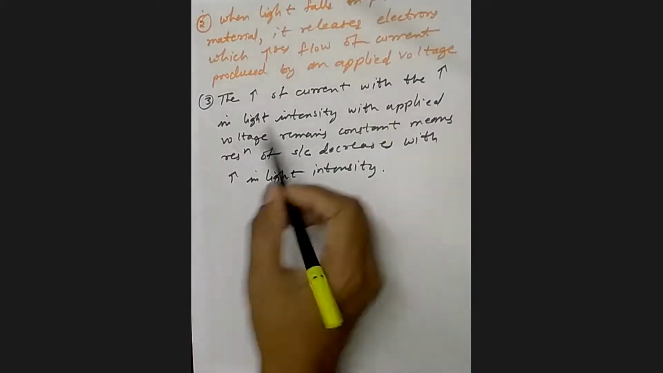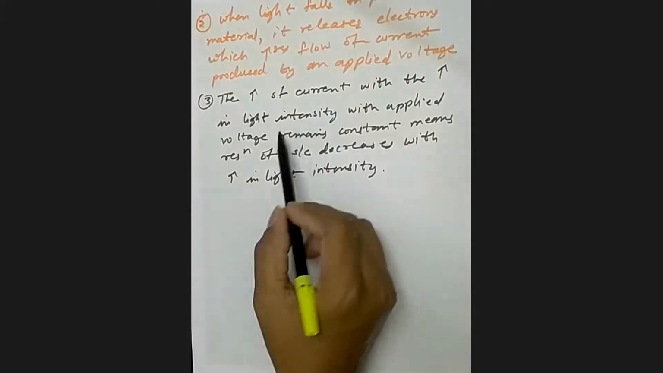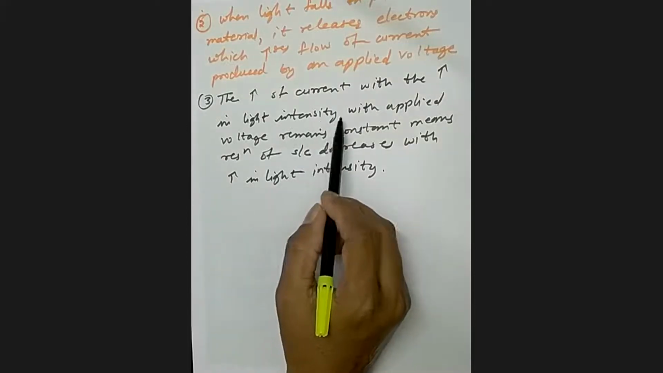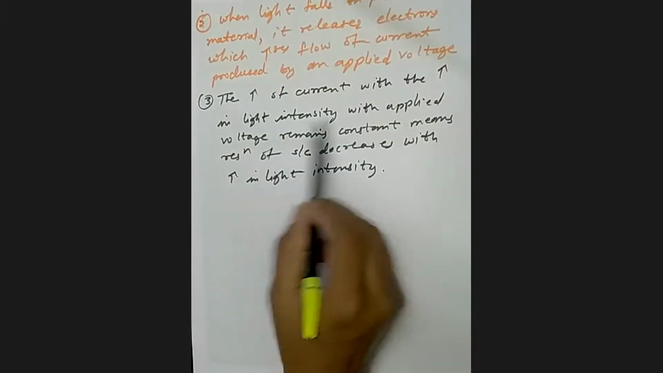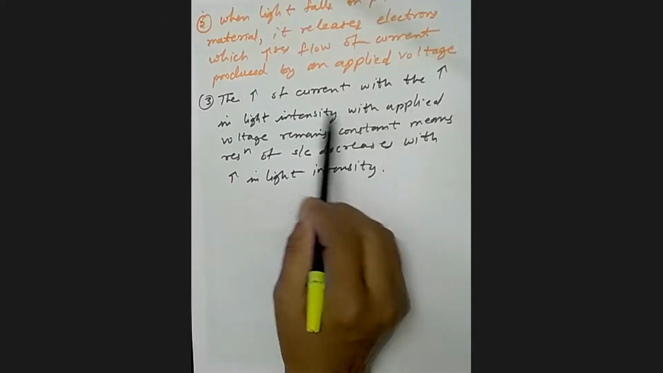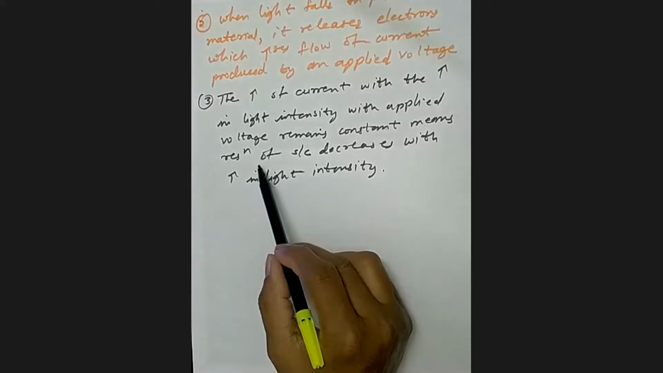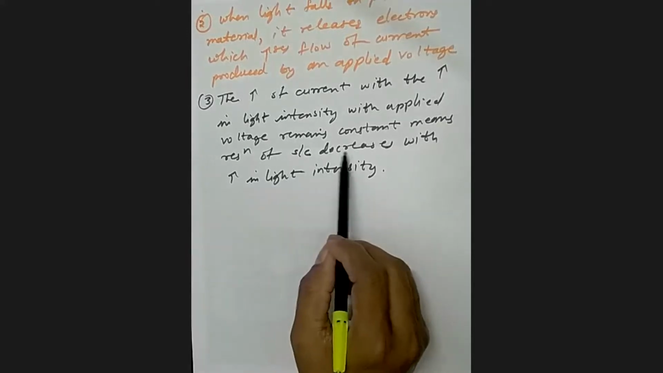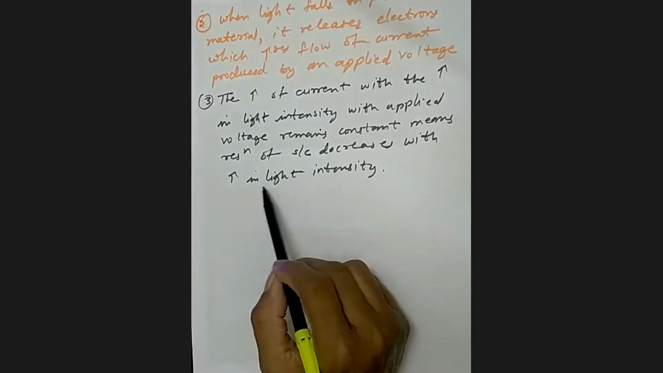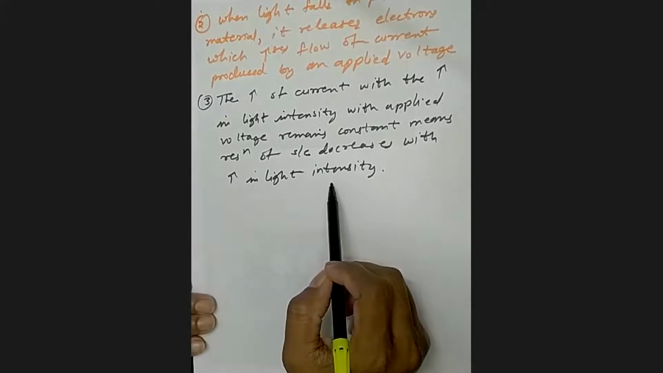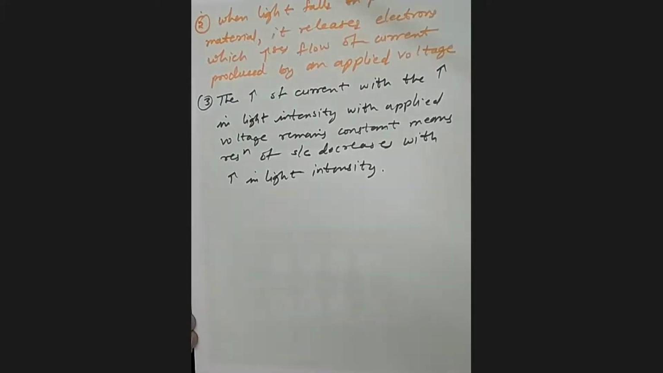So the current increases with the increase in the light intensity with applied voltage. If the applied voltage remains constant, the current will increase with the increase in the light intensity. It means actually the resistance of the semiconductor decreases with the increase in the light intensity. Therefore, these semiconductors are called the photoconductive cells or photoresistors, and these are also called light dependent resistors, LDR.